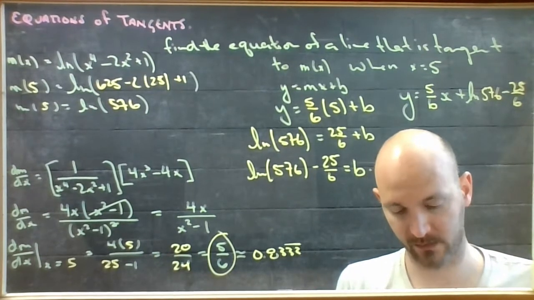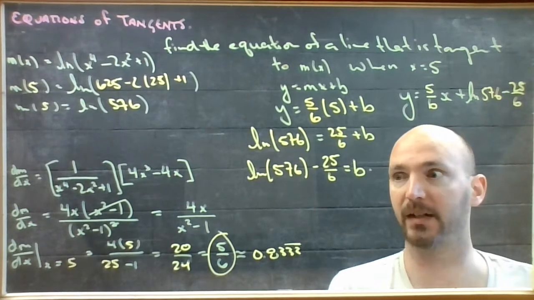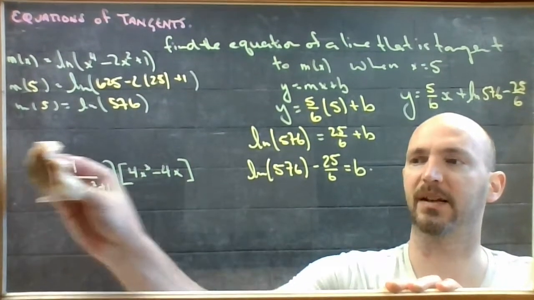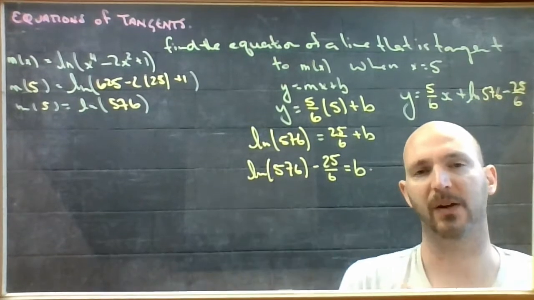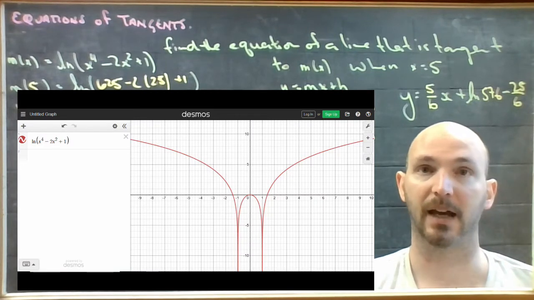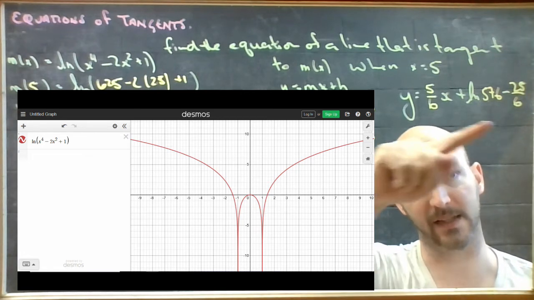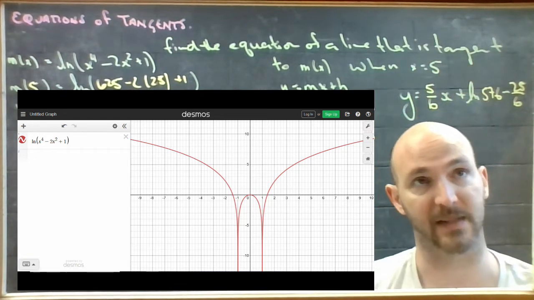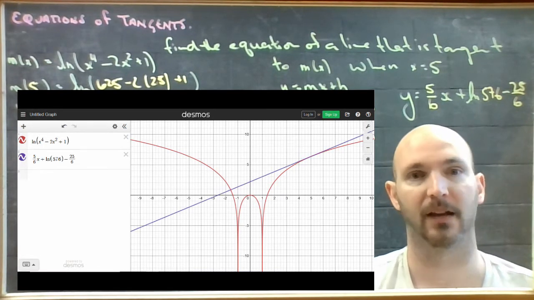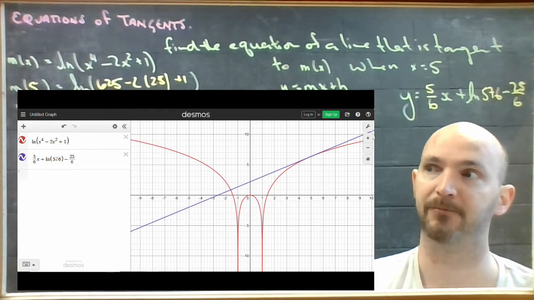Now that looks really gross, but 5/6 is a perfectly acceptable number for a slope. In fact, in grade 9, almost all of your slopes are fractions. And ln of 576 is just a number. So if I were to type that into Desmos, I should get this as my function. And if I were to add this line to it using ln 576 and this thing as the y-intercept, then I will get a tangent that has no rounding errors like this. And so you can see that it does in fact just clip that function at one spot nicely.